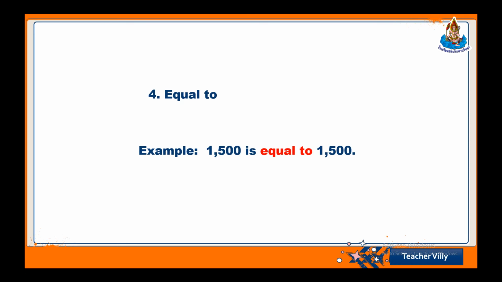Next we have equal to. It means they are the same. Equal. Example: 1,500 is equal to 1,500. They are the same or equal. We have the symbol equal. This is the symbol of the word equal to or equal.